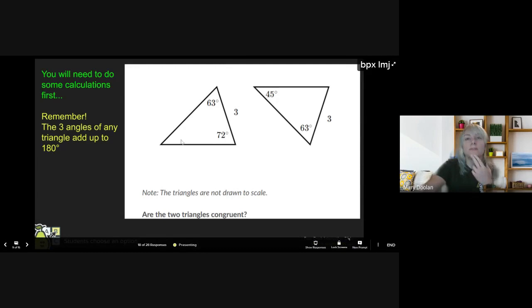Okay, so what is the missing angle on the triangle on the left? This is 63, this is 72. If I add 63 and 72 together and then subtract that sum from 180, what is this missing angle? Yes, David, you're right, it's 45 degrees. So if this is 45 degrees, and over here, look at this one at 45, 63, well, this has to be 72. And so now I know all three angles on both triangles are exactly the same. We know that one side length is the same. So is there a theorem that says some combination of the side length and the angles?